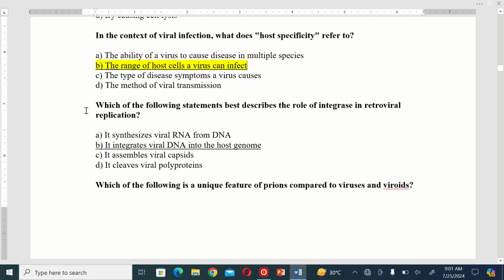The next MCQ is: which of the following statements best describes the role of integrase in retroviral replication? A. It synthesizes viral RNA from DNA. B. It integrates viral DNA into the host genome. C. It assembles viral capsids. And D. It cleaves viral polyproteins. So the correct option is B.